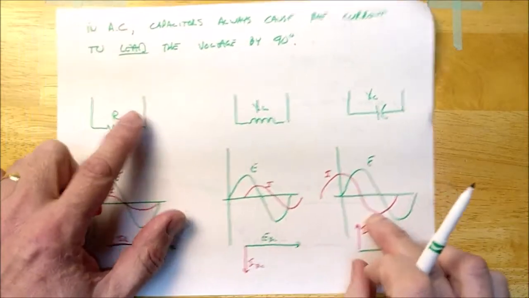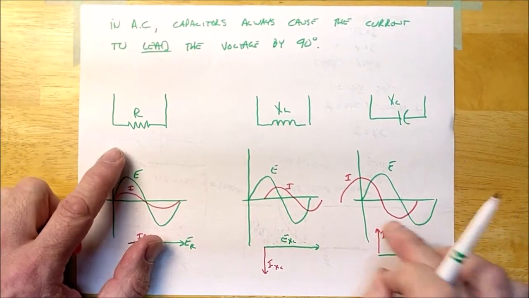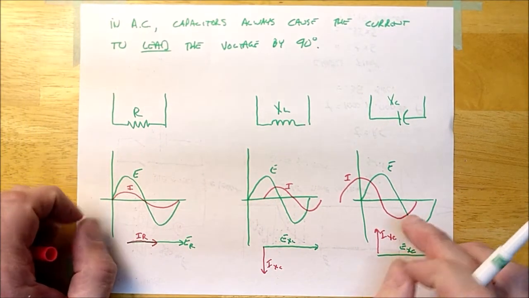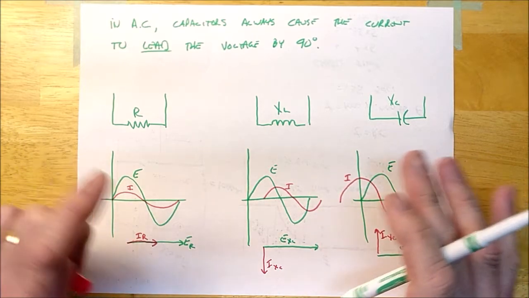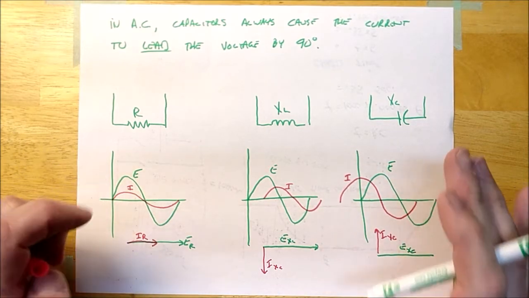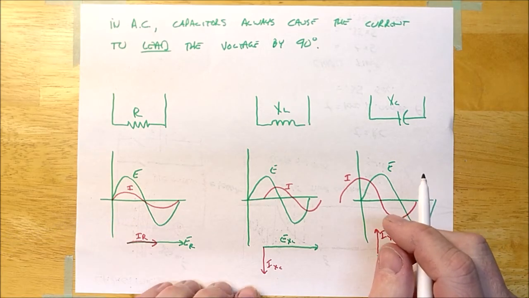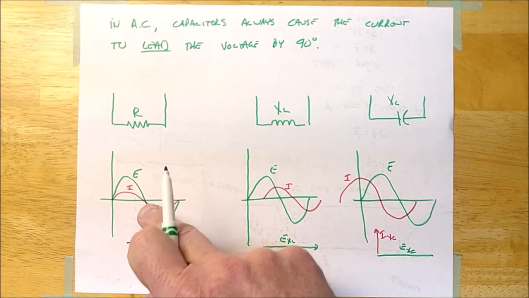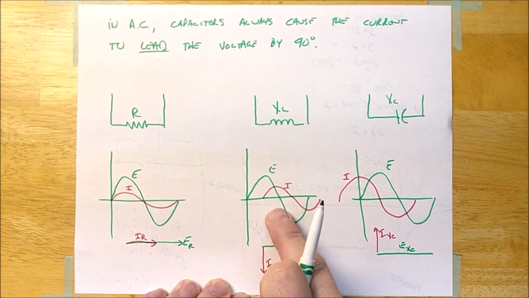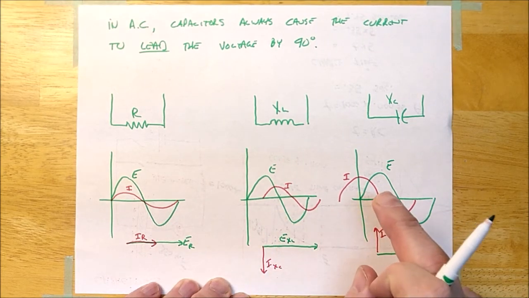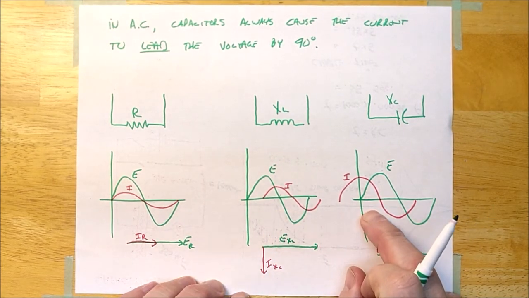And it literally would look like this. Okay, guys? Leading the voltage by 90 degrees. Just a fact, just something that you have to be aware of so that we can figure out what's going on with RLC series circuits. In an RLC series circuit, we're going to have one component that's in phase, one component that causes the current to lag, and one component that causes the current to lead.